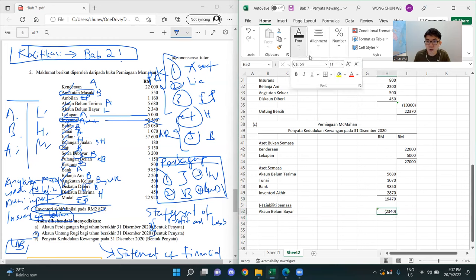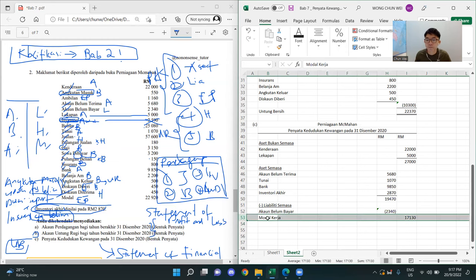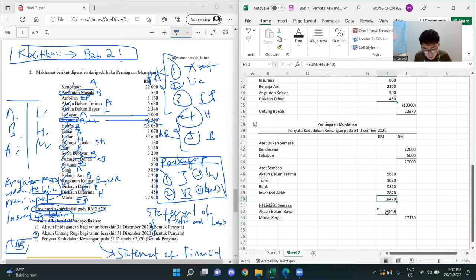Okay, just like your account untung rugi. Ini minus 2340, you get 17130. Okay, so here your modal kerja. So this is called your modal kerja. Okay, how you get your modal kerja? Tadi lah, I show you dah. Assets semasa minus liability semasa, then you get 17130. That is your modal kerja.